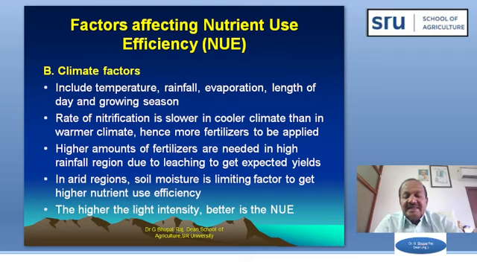In arid regions, soil moisture is a limiting factor to get higher nutrient efficiency. For better nutrient efficiency, moisture plays an important role. In arid regions where the rainfall is less and the water availability is less, there is a reduction in the nutrient use efficiency, so ultimately we have to apply more fertilizers. The higher the light intensity, the better the nutrient use efficiency.